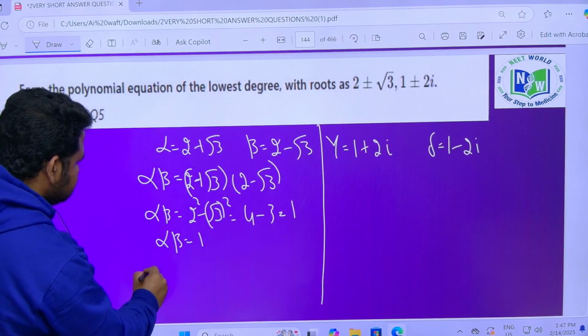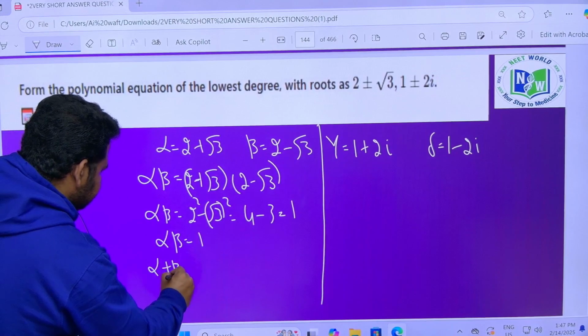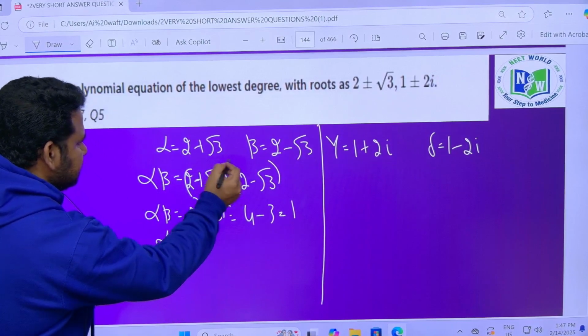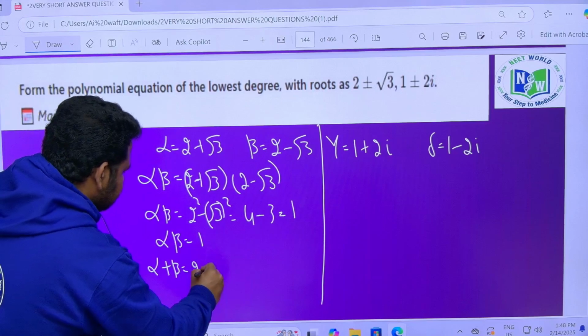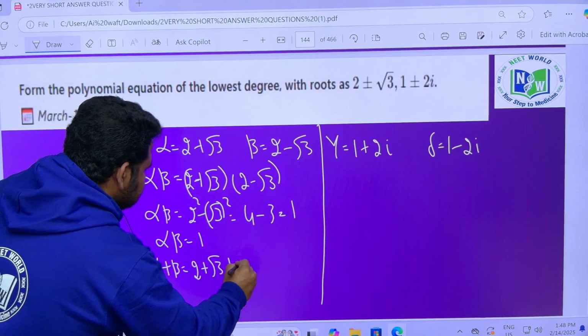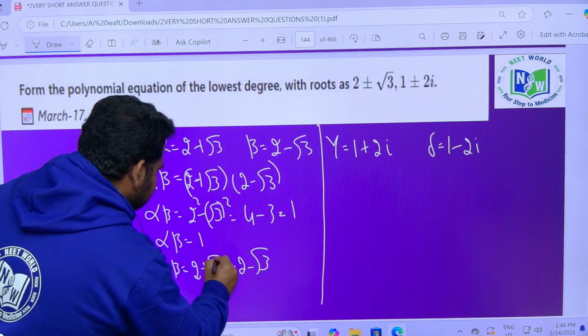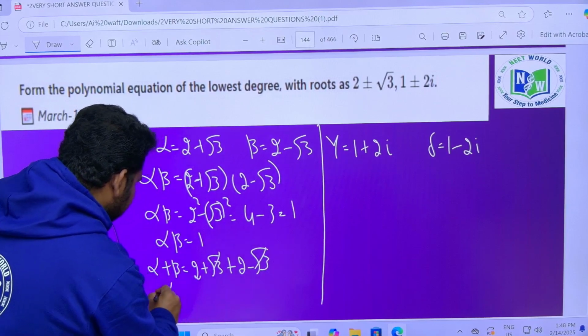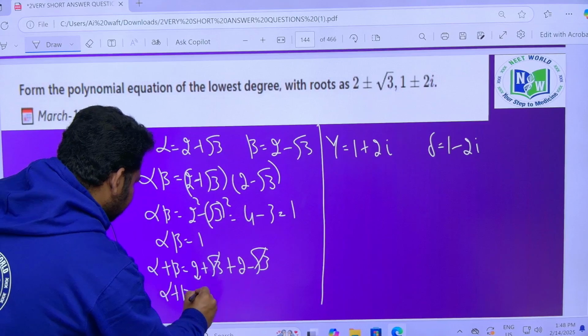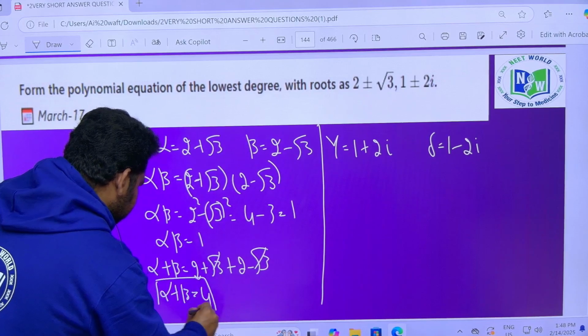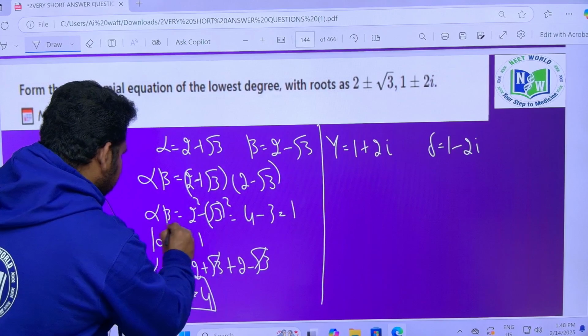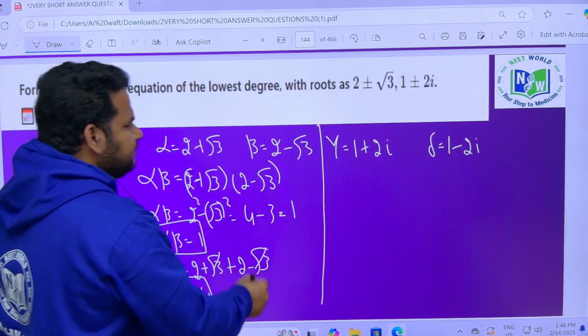What about the sum of the roots? Alpha plus beta will be equal to 2 plus root 3 plus 2 minus root 3. Root 3 cancels, so alpha plus beta will be equal to 4. Alpha plus beta is 4, and alpha beta is 1. Similarly, we will do it here.